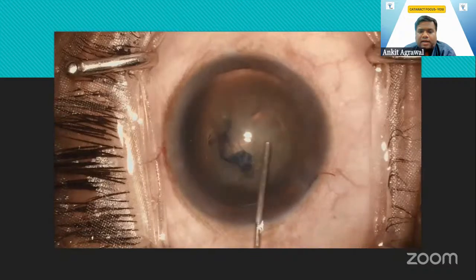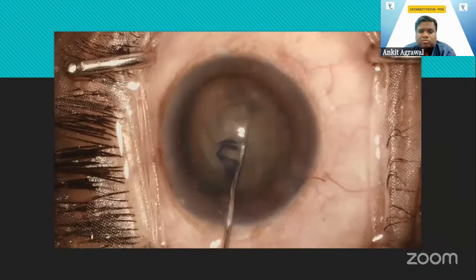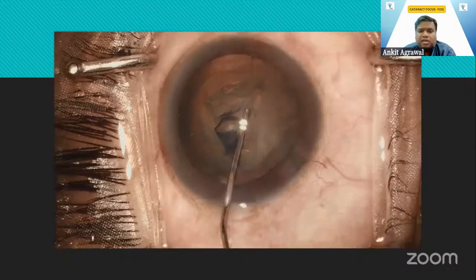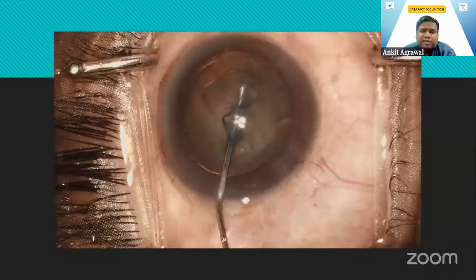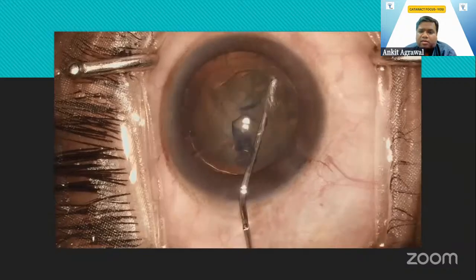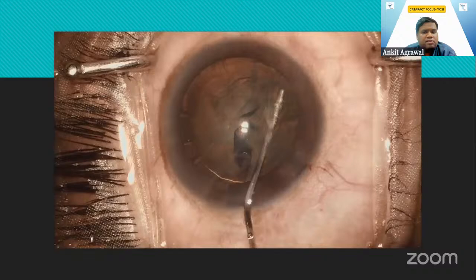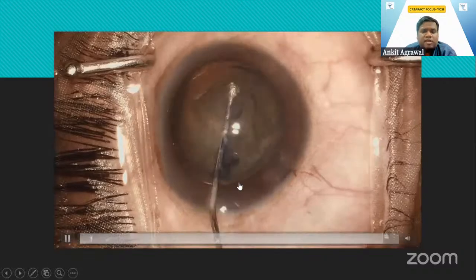So first I do some irrigation in the AC, to remove all the viscoelastic which is there. Now some amount of hydrodissection is already done because the fluid has moved in. And now I'm doing some hydrodelineation. As you can see, a ring formation in the nucleus is clearly visible here.